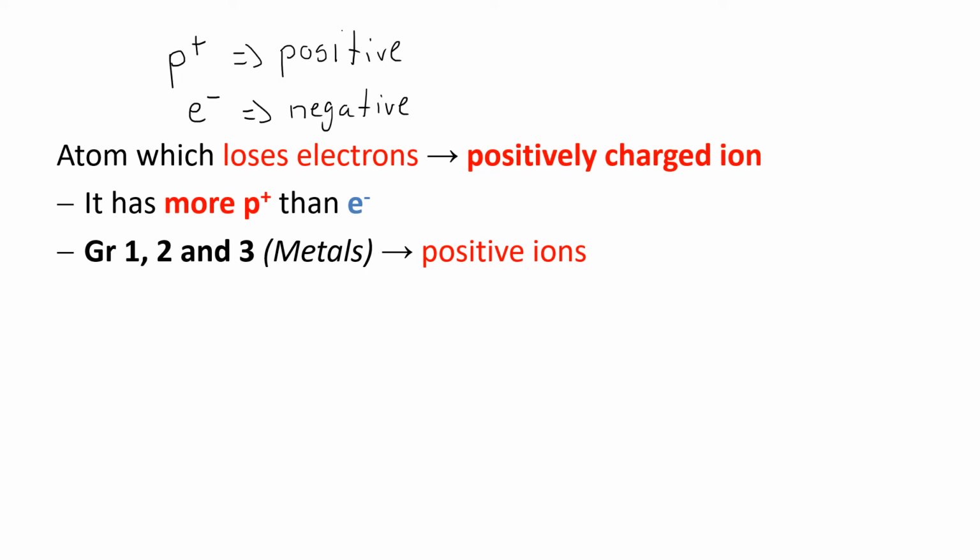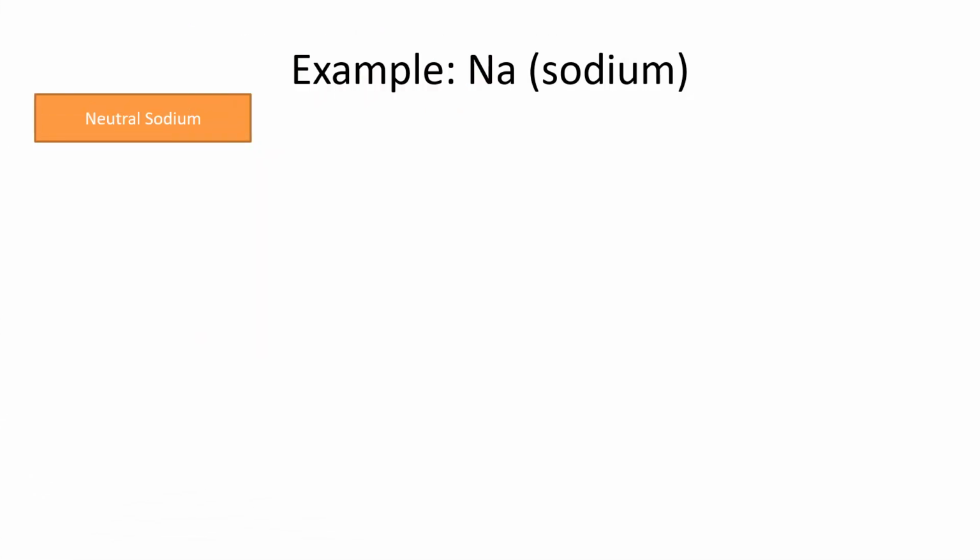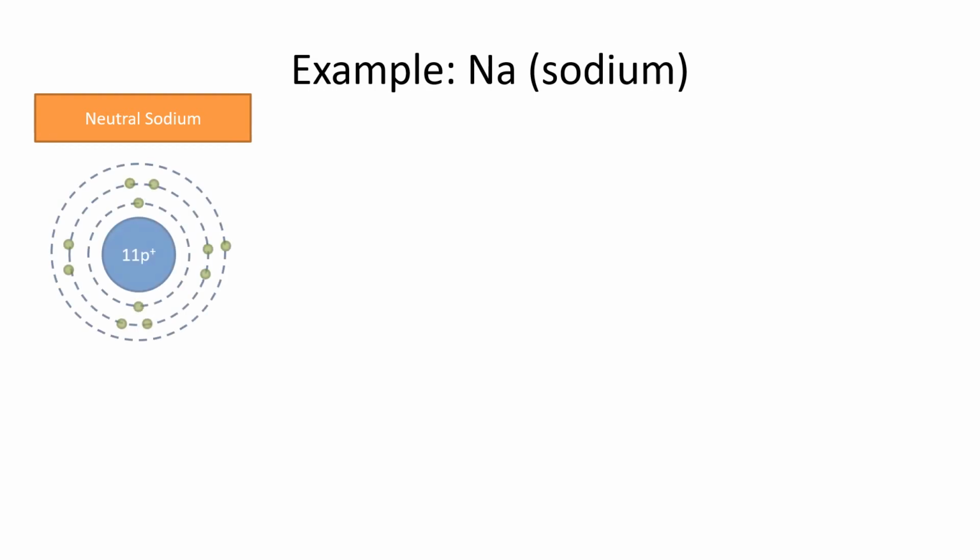So let's look at an example of an element that loses electrons to get the same electron configuration as its nearest noble gas. So sodium. If we're looking at neutral sodium, the sodium that we find on the periodic table, it has 11 protons and 11 electrons: 2 electrons on our first shell, 8 electrons on our second shell, and 1 electron on its third shell.